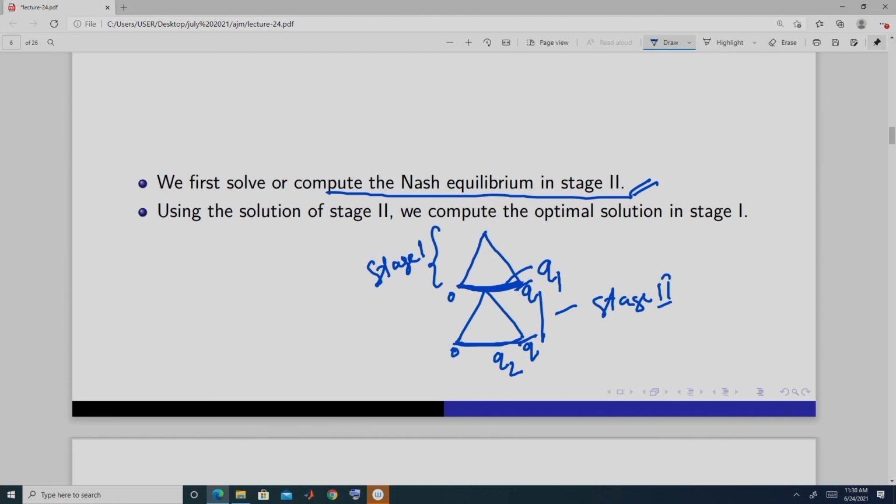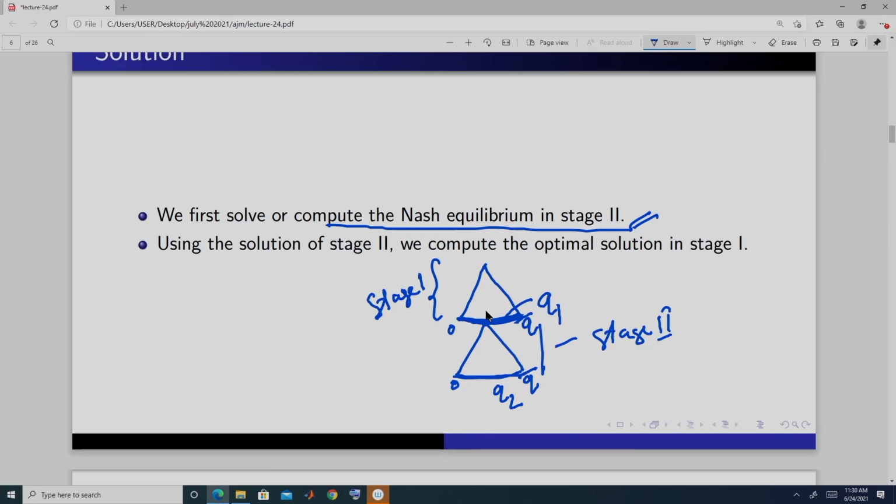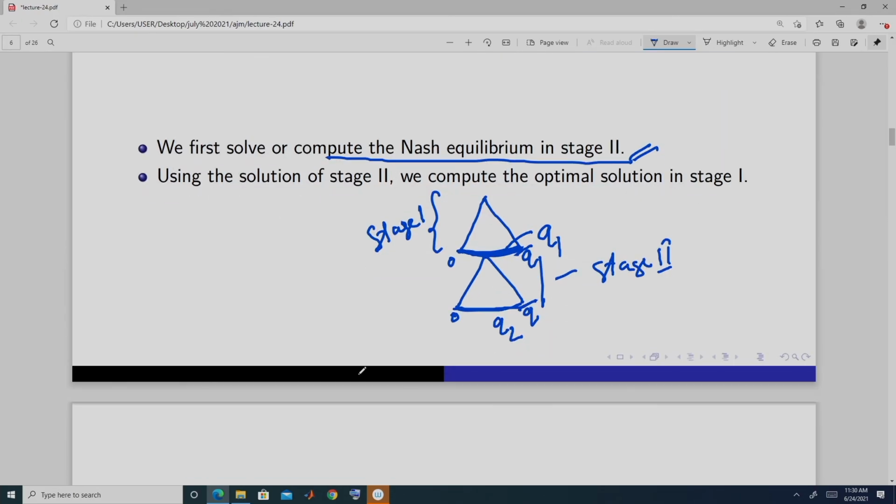Suppose firm 1 has produced something Q1, and based on that we find the optimal output of firm 2. So, we first solve stage 2 assuming some outcome in stage 1, and then using that solution of stage 2 we compute the optimal solution in stage 1. This is the backward induction. Because this is one subgame, we first take some value of Q1 and solve this, and then we solve the whole game using this outcome.